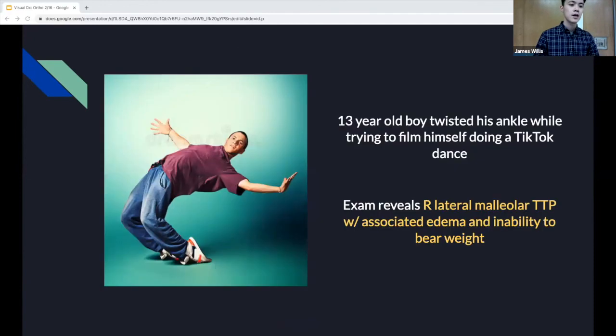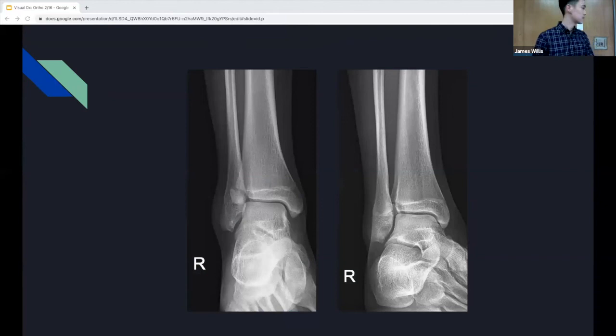Okay. So another case, 13-year-old boy. He was trying to do a TikTok dance and twisted his ankle. He's got right lateral malleolar tenderness to palpation with associated edema and inability to bear weight. Here's your films. What do we see?